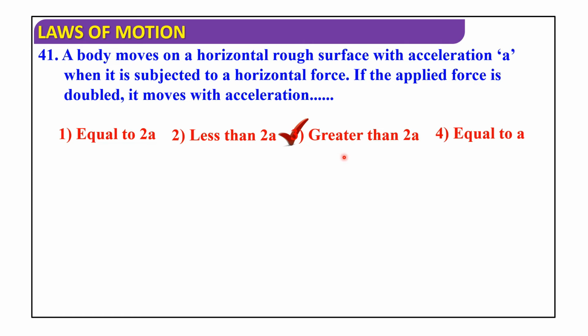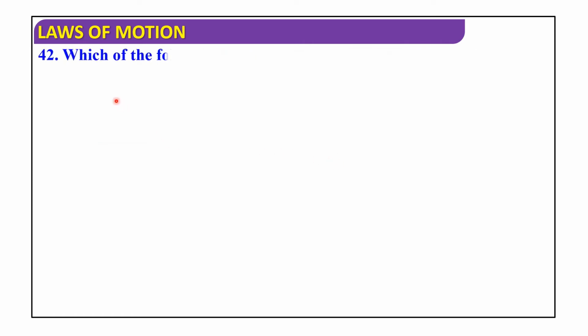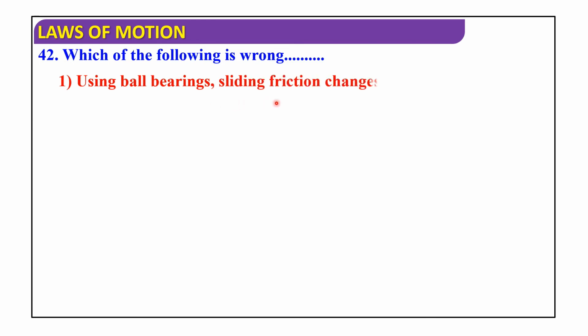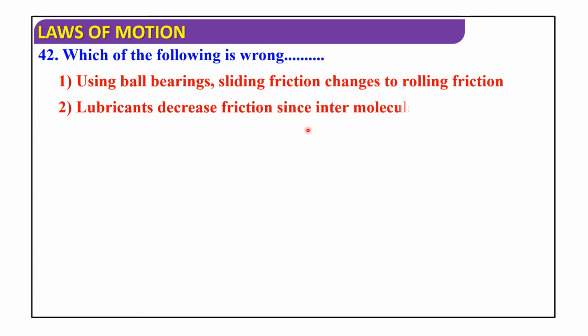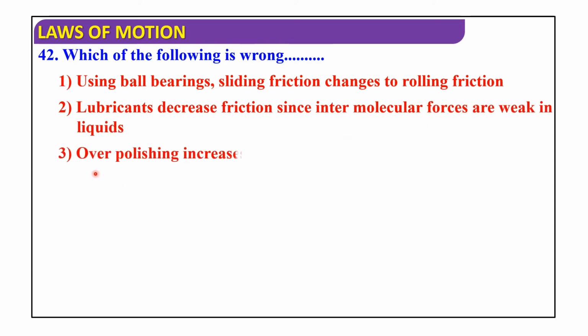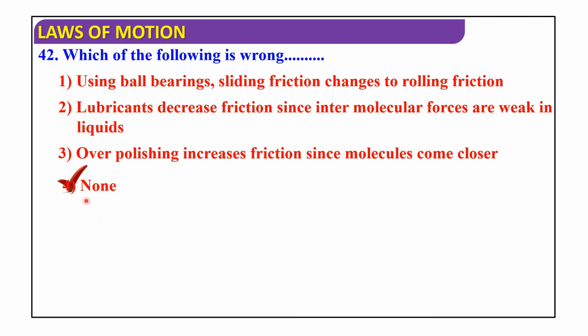Next, which of the following is wrong? Using ball bearings, sliding friction changes to rolling friction. Lubricants decrease the friction since intermolecular forces are weak in liquids. Over polishing increases friction since the molecules come closer. None. Here the incorrect statement is none. Why? Because all the three are correct statements.